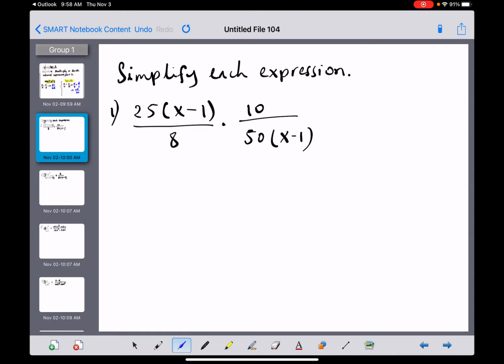Now in number 1, we have binomials and monomials. So our first instinct is to multiply, but don't, because if you multiply it out, it's going to make things more complicated. What we want to do is cancel things that look the same, like x minus 1 and x minus 1. That's gone, right? Then on top, I have 25 times 10 over 8 times 50. Here you can multiply it out and then reduce it further if you want to.